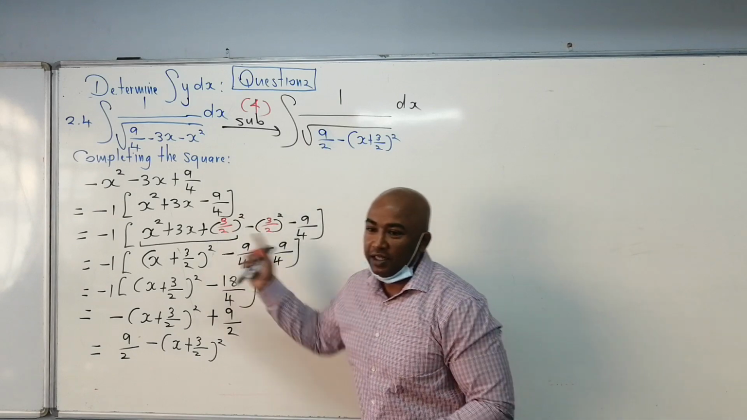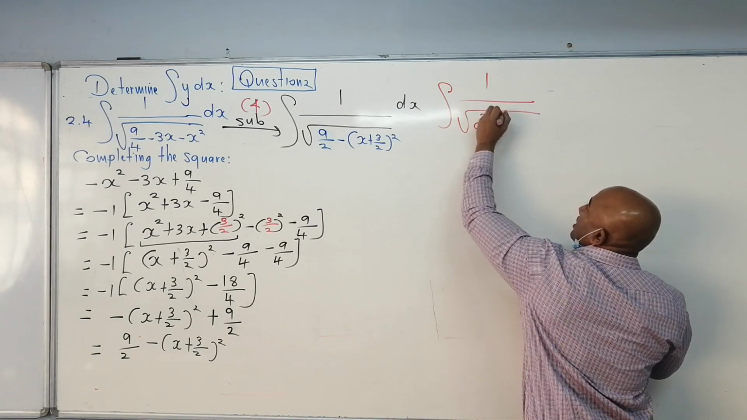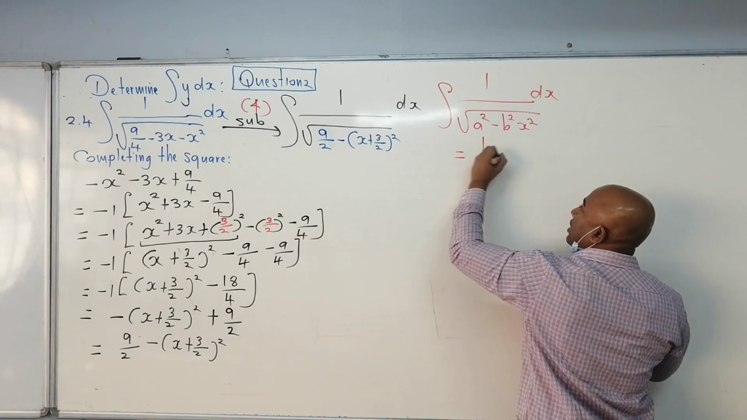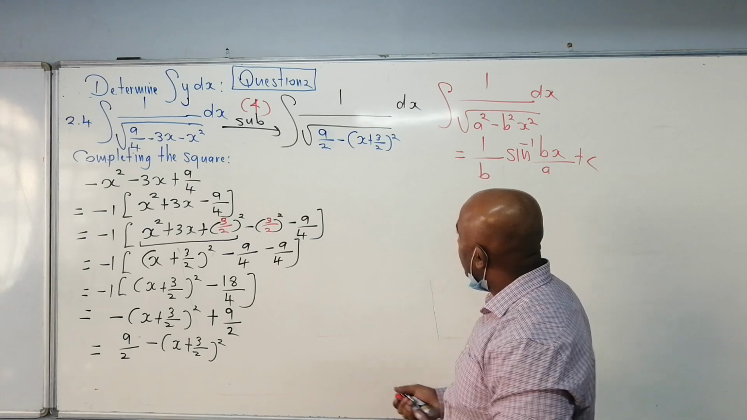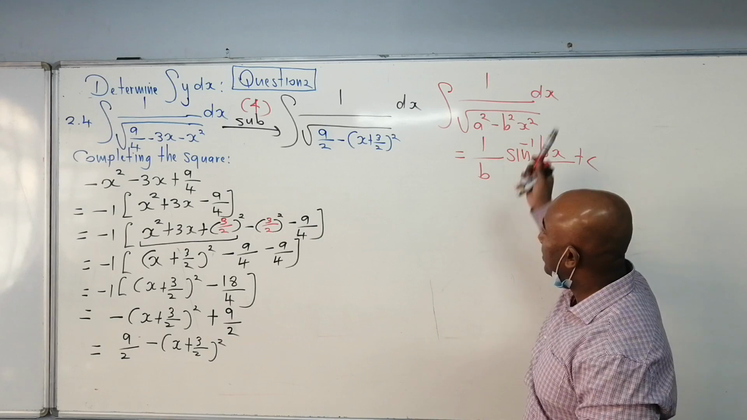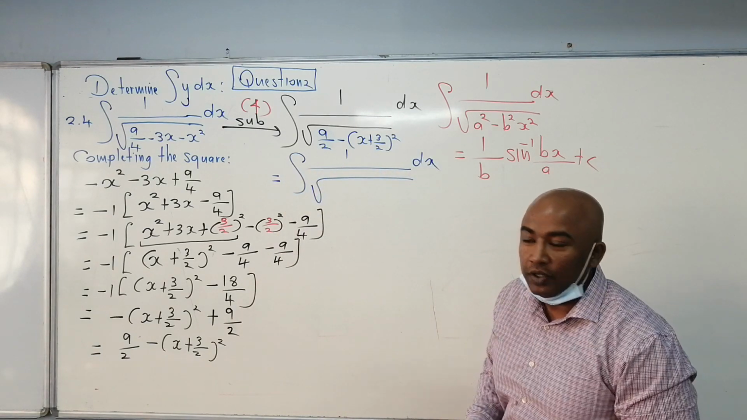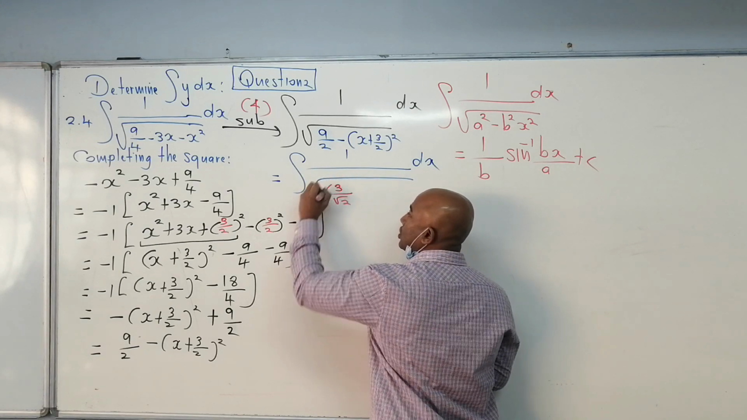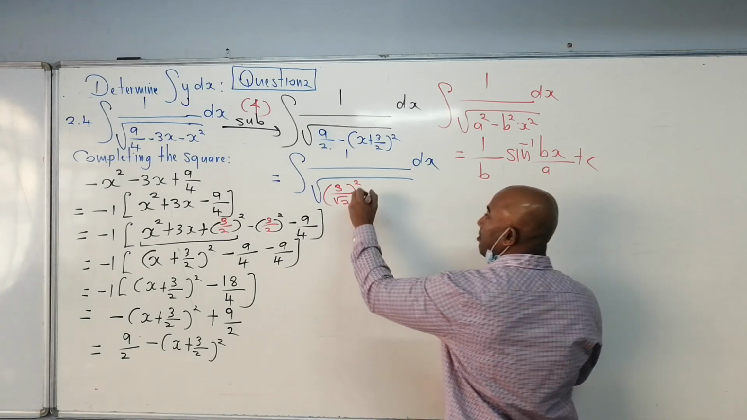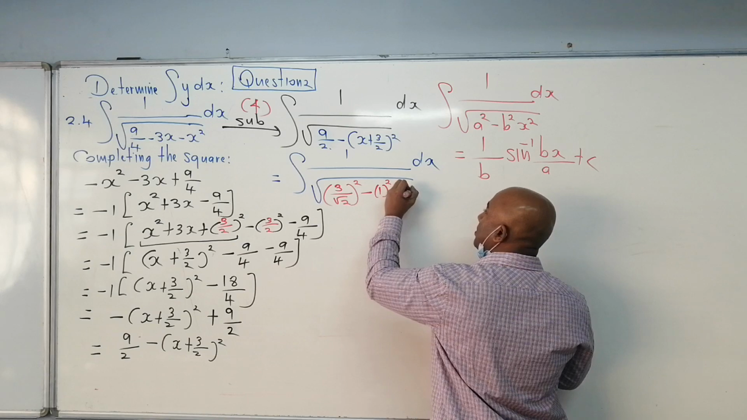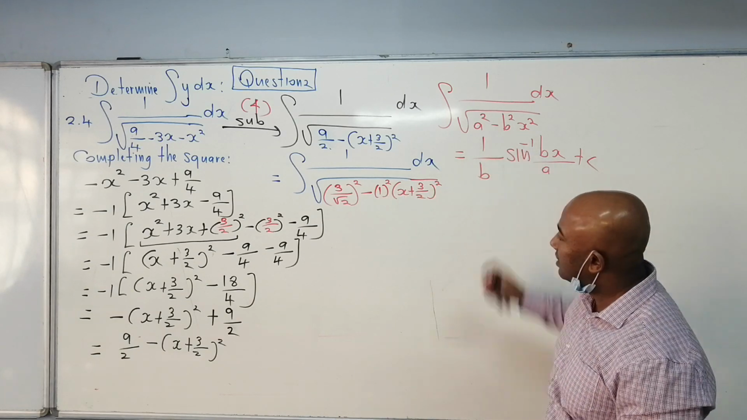Now, you should recognize this is a common one that we've been using. So what are we dealing with here? We are dealing with 1 over the square root of a squared minus b squared x squared, which is 1 over b times inverse sine bx over a plus c. That is your trig substitution. So I need to write this as a squared, then b squared, x squared. So one more thing to do here. So that's going to be the square root there, and 9 over 2 can be written as 3 over square root 2 all squared. Because 3 squared is 9, square root 2 squared is 2. Okay. Minus 1 squared times x plus 3 over 2 all squared. You will write this as 1 because we need b there in front. Okay. So now it's clear.